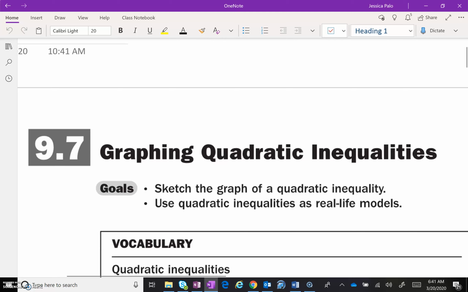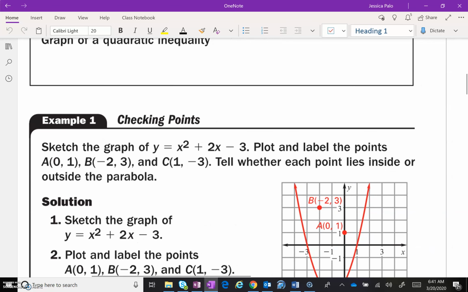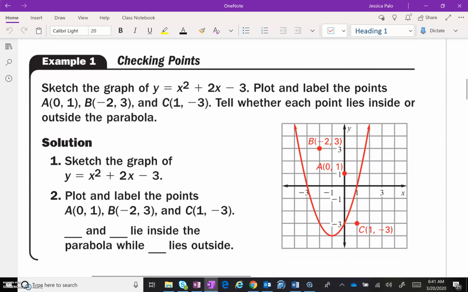This is Algebra 1, Chapter 9, Section 7, Graphing Quadratic Inequalities. We are going to be sketching the graphs of quadratic inequalities. Do you remember doing linear inequalities? If so, this is very similar, however, more fun. So the first thing we're going to do is identify whether a point will be plotted inside or outside of the parabola. So we are given the graph of y equals x squared plus 2x minus 3.